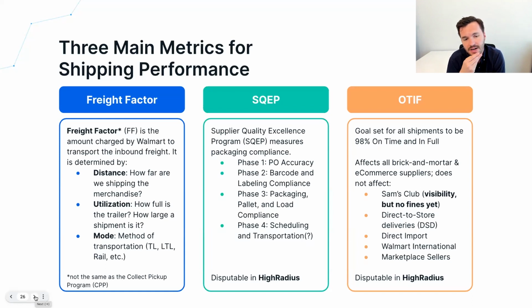So there's three different factors that they take into consideration: distance, utilization, and mode. So this applies just to collect suppliers. The OTIF and SQEP, or parts of OTIF and SQEP, apply to prepaid as well as collect shipments. So a little bit of a shout out as well.